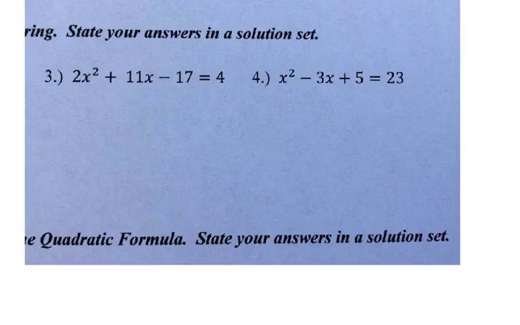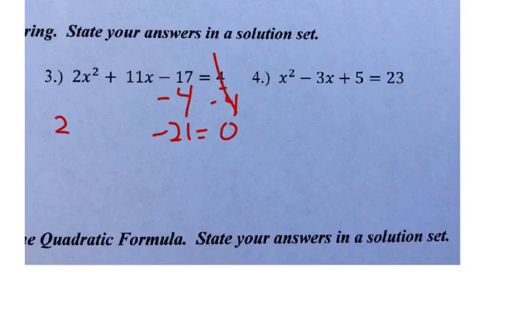Alright, on to number 3. This one's not set equal to 0, so I need to make sure that that 4 is going to go away, so I'm going to do a minus 4 to both sides. And notice I'm doing it to my like terms. So minus 4 will make that equal to 0, and then negative 17 minus 4 is negative 21. And I just bring down everything else, so 2x squared plus 11x minus 21 equals 0.